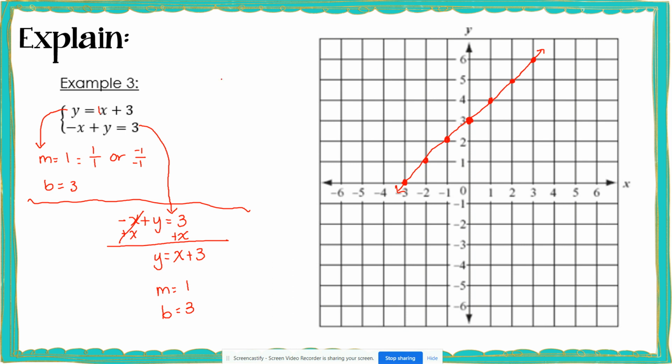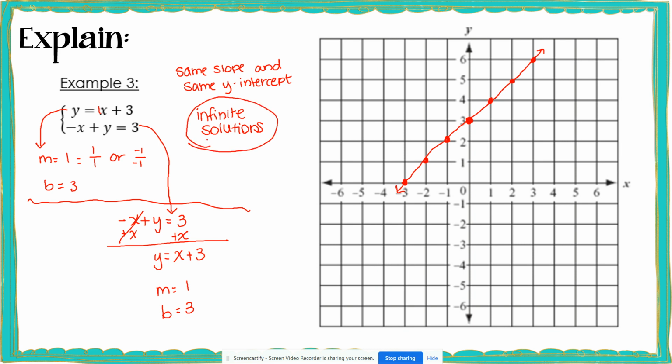Since it's the exact same line, that means that there are infinite solutions. So for this one, you know that we have the same slope and same y-intercept. That means that the line is the same. So because of that, our solution is that there are infinite solutions because this line goes on forever, and there are an infinite number of points where they will intersect.